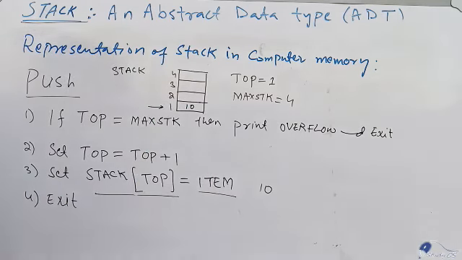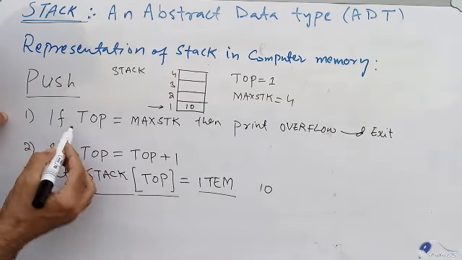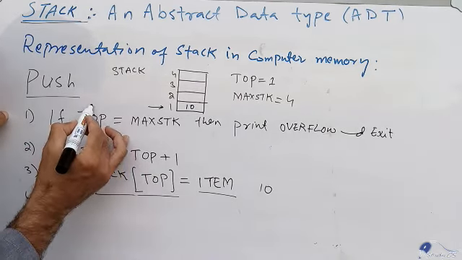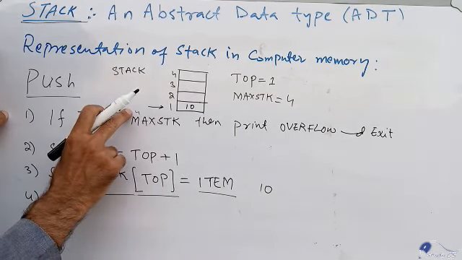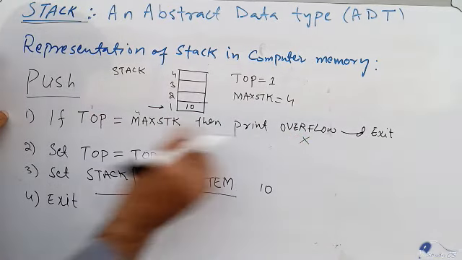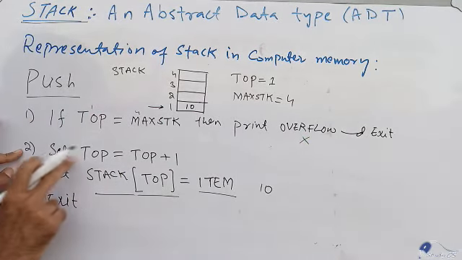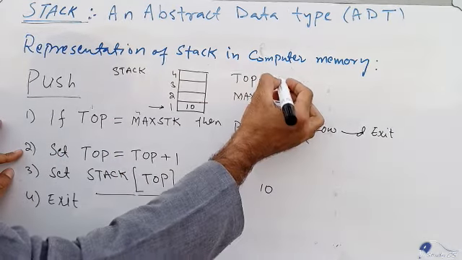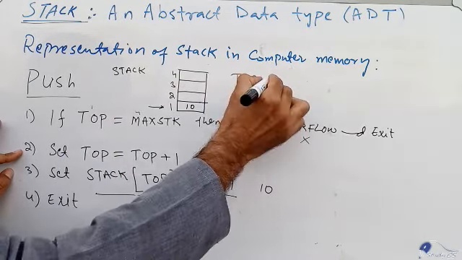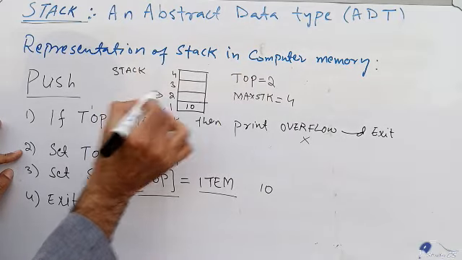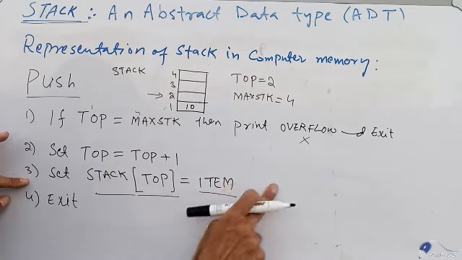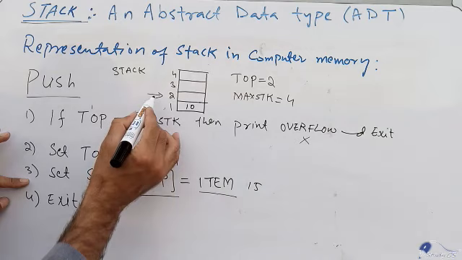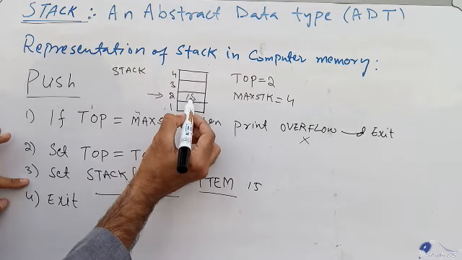Suppose we want to run these statements again. Again we check: if top is equal to max stack? Top is 1 and max stack is 4, which is constant. Is 1 equal to 4? No, so this condition is false. Second, set top equal to top plus 1, so top becomes 2. Now top represents the second index, the free space. Set stack top to the item, and suppose now our item is 15, so 15 will be stored at the second location.